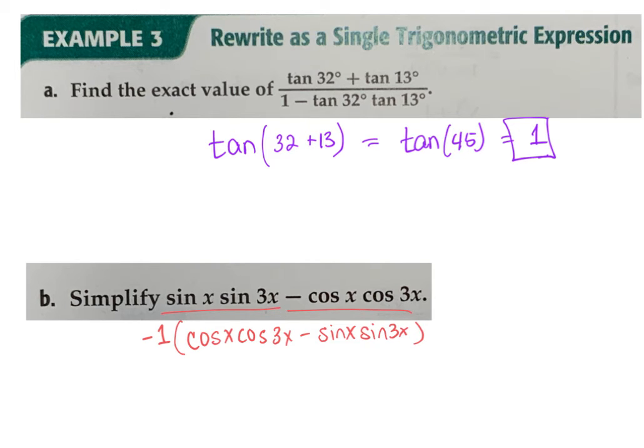Now this actually looks just like my cosine. Which one, addition or subtraction? What does the inside look like there? Cosine of A plus B. So this is going to be negative 1 times the cosine of A plus B, right? Which is negative cosine of the sum of them.